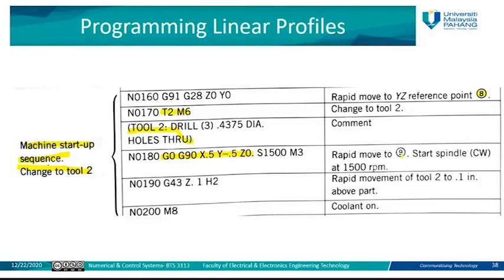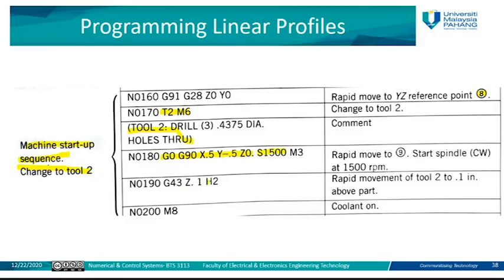So at this point, you are going to start the spindle at speed 1,500, according to the given information in the table, clockwise here. Then you go to rapid move for tool 2 in the above part. That means you are going to move it close to the reference point, which is 0.1. It's like a standby position before starting the drilling operation.